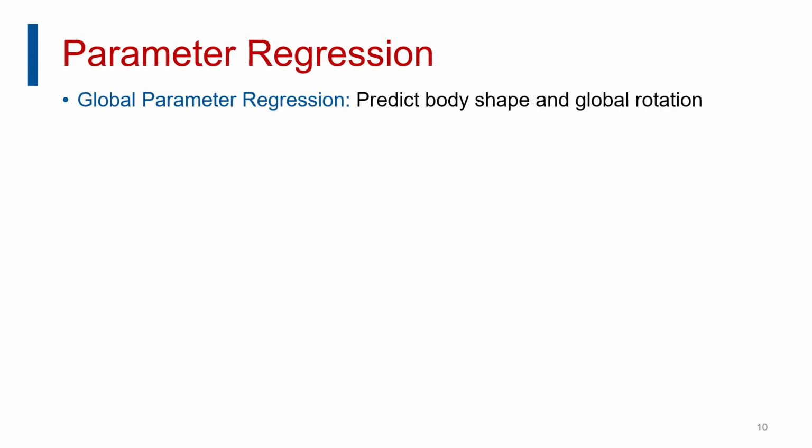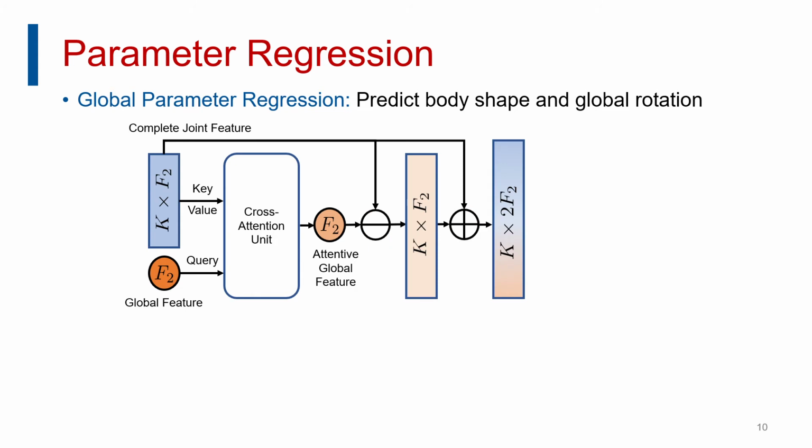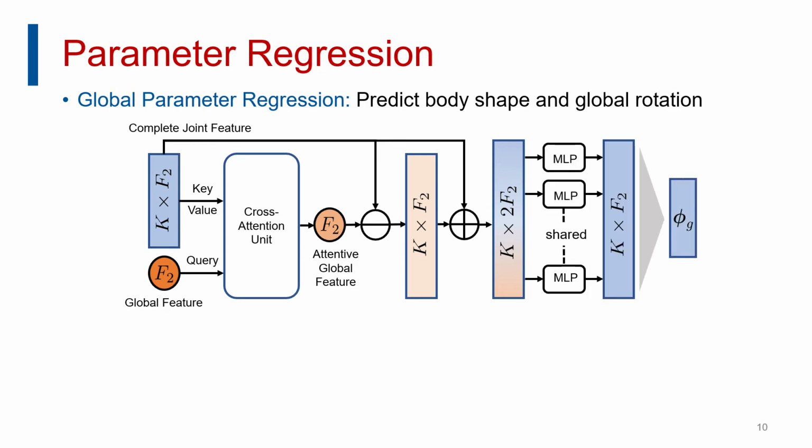In the Global Parameter Regression module, we argue that the combination of global features and skeleton-based features can well describe the global shape information. We conduct a feature aggregation method similar to the edge convolution. We apply a cross-attention module to align global features and local joint features. Then the edge convolution operation is performed between attentive global feature and each joint feature. The resultant features are further fed into a FC layer to predict global parameters.